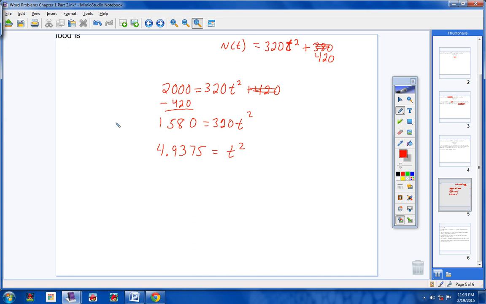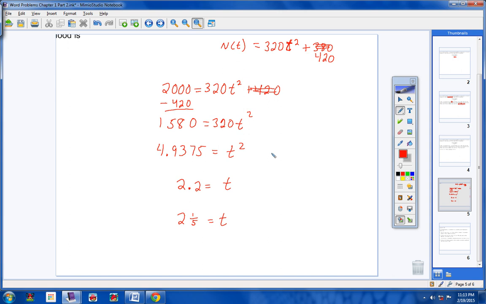And now, obviously, take the square root of both sides. And we're going to get 2.22. So approximately 2.2 is your time. So 2 hours and 2/10 of an hour, or 2/10 would be 1/5. So you're looking at about 2 1/5 hours, or 2.2 hours. Okay?